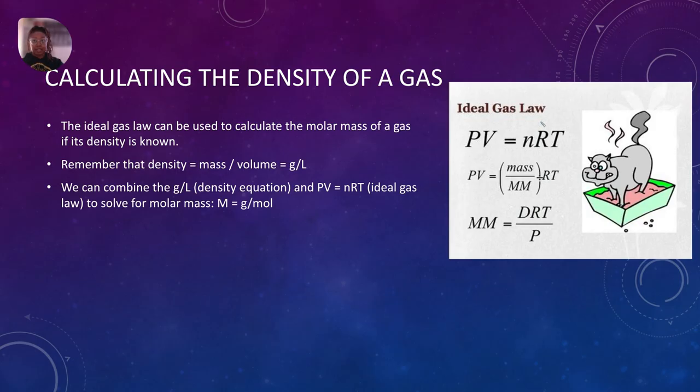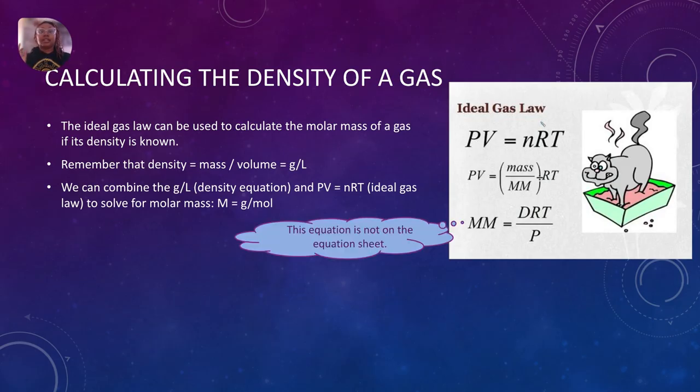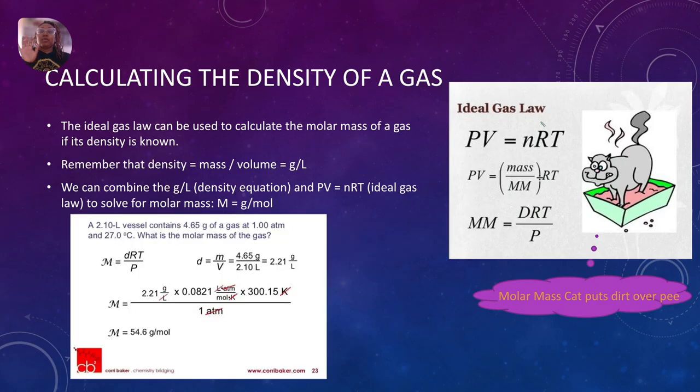We can combine grams per liter and the ideal gas law to solve for molar mass. Molar mass is equal to grams per mole, right? So when we find the molar mass of something, we say it's this many grams per mole, all right? The equation to the right is not on your equation sheet, but here's why it's important and why you want to know it. Molar mass equals D R T over P. What you're literally going to do is where you have moles in the equation, you can plug it in as mass over the molar mass, okay, which is equal to density.